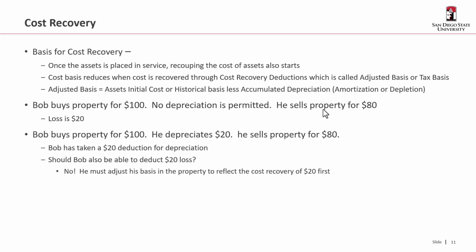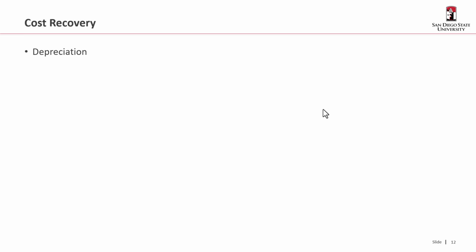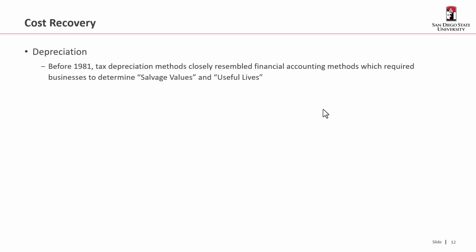So he adjusts the basis of the property by the $20 first. And so what that means is his adjusted basis becomes 80. So when he sells it at 80, there's no gain or loss, right? And so that's how cost recovery functions. Again, it feels pretty obvious, but always important to cover it explicitly as well.